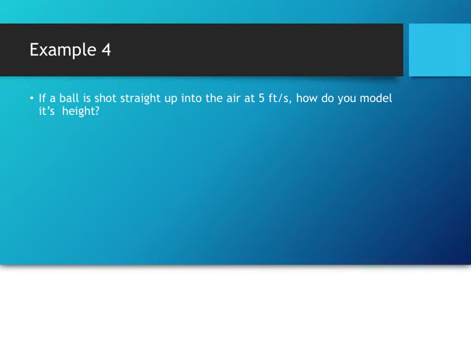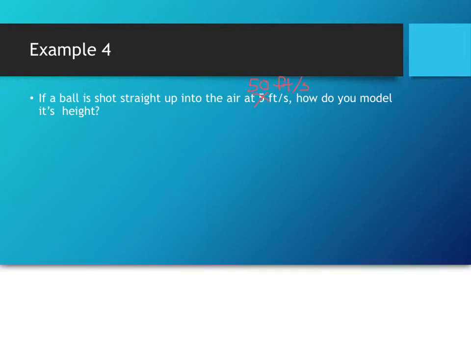All right, let's take a look at this. I've said it a couple of times, but we haven't made it an explicit equation. So if a ball is shot straight up into the air at 5 feet per second, how do you model its height? I think I screwed this up when I was inputting this. This should have said 50 feet per second. I should have had a 0 in there. If you do 5 feet per second, that's very, very slow. So let's do it at 50 feet per second.